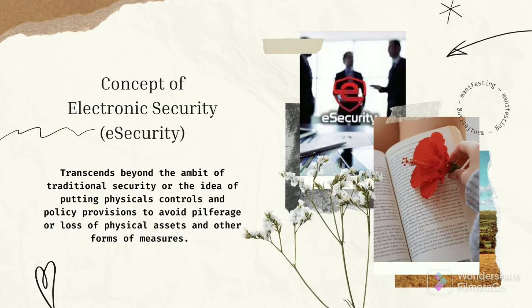The concept of electronic security, or e-security, transcends beyond the ambit of traditional security, or the idea of putting physical controls and policy provisions to avoid loss of physical assets and other forms of measures. Using security for a business or home can help to protect your assets, your business, or equipment.